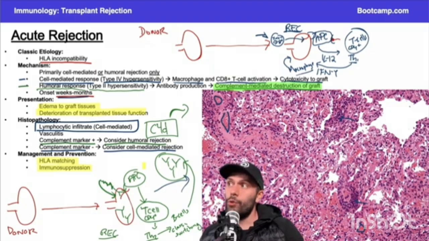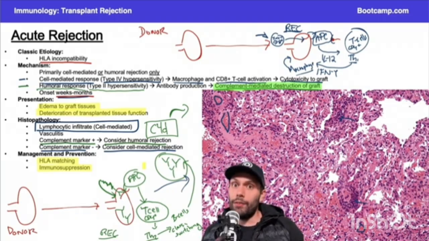Now, if you have an acute transplant rejection, what you can do in these patients is you can kind of quote unquote blast them with high dose glucocorticoids and try to basically eliminate this immune response acutely.